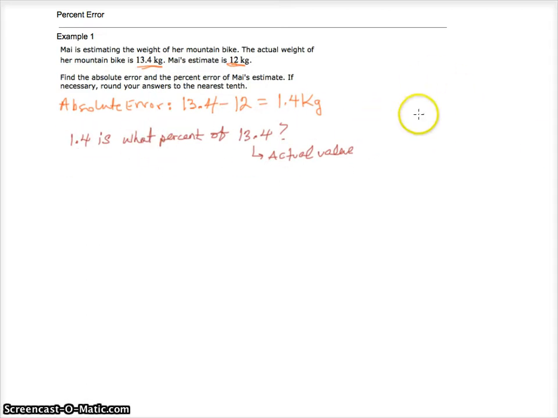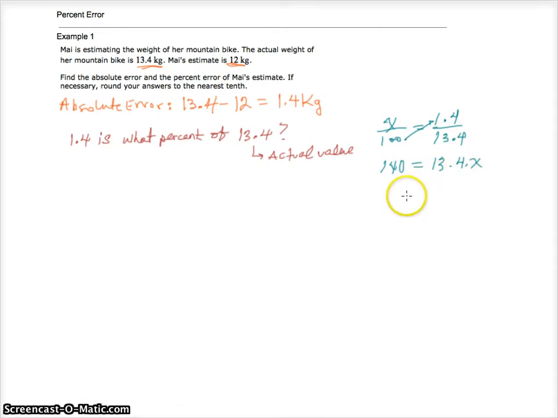I can set up my percent proportion. It says what percent, so I don't know, so it's going to be x over 100. And then is goes on top, so 1.4 is. And then of, 13.4, goes in the denominator. Now I'm simply going to cross multiply and divide here. So I'm going to do 100 times 1.4, which gives me 140, equals 13.4x.